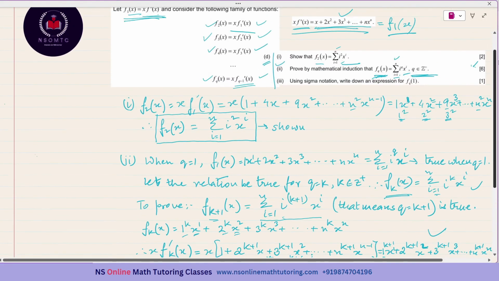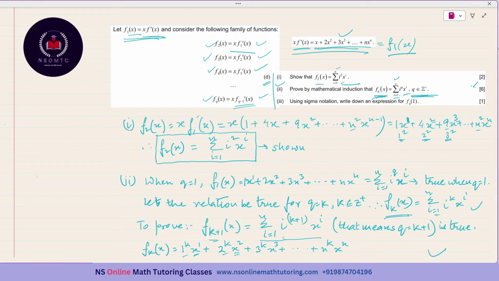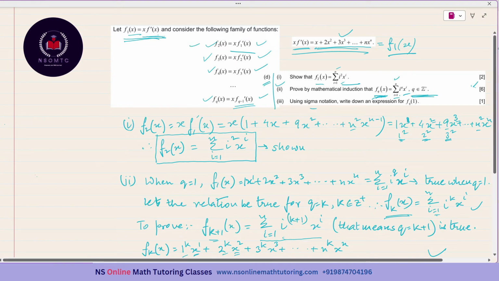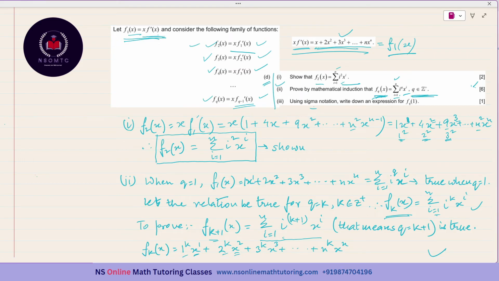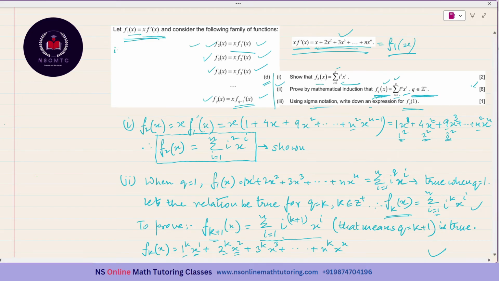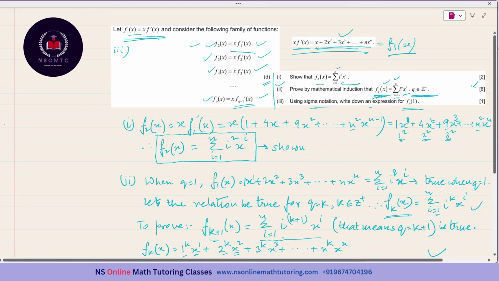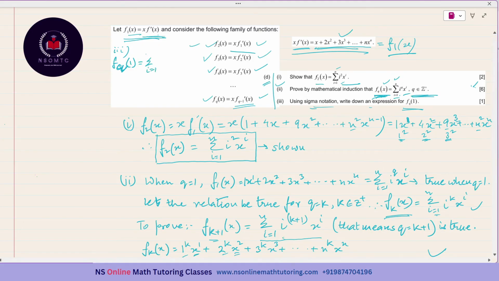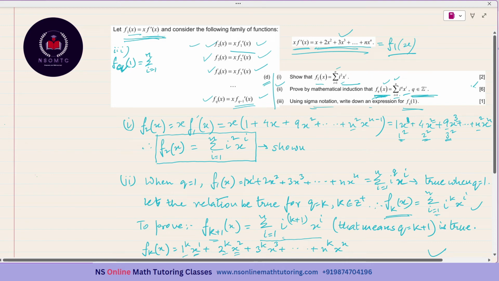And we are having the i subpart as well. Let me solve it over here. I don't have any space below. So, using sigma notation, write down an expression for f q of 1. This is f q of x. In place of x, we will be writing 1. So, therefore, this is i. f q of 1 is equal to sigma i equal to 1 to n, i to the power of q.